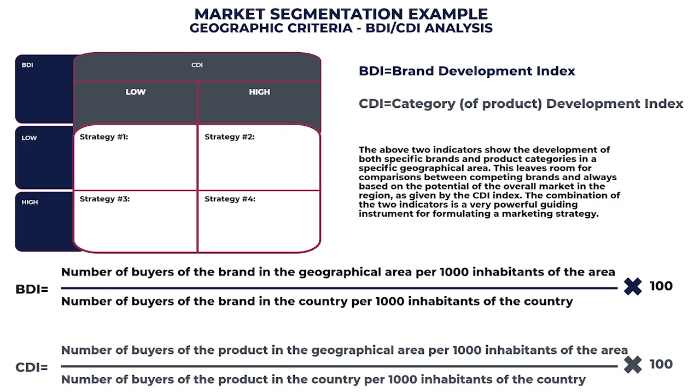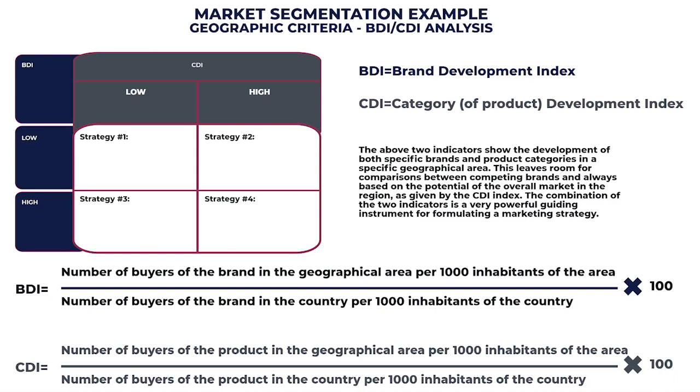And so the BDI, the Brand Development Index, is expressed through the following relation. It's a fraction, and so we have the number of buyers of the brand in the geographical area per 1,000 inhabitants of the area by the number of buyers of the brand in the country per 1,000 inhabitants of the country, and then we multiply this fraction 100 times to get the index, the BDI index.